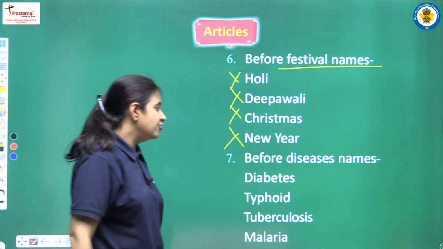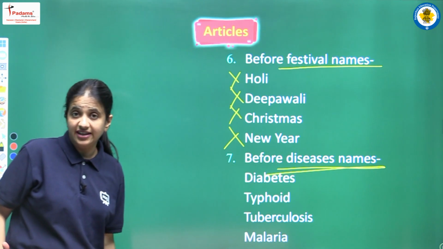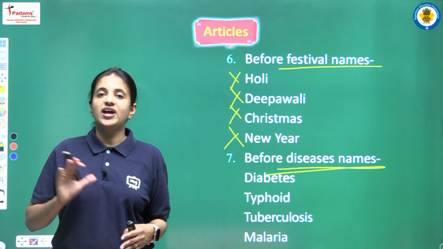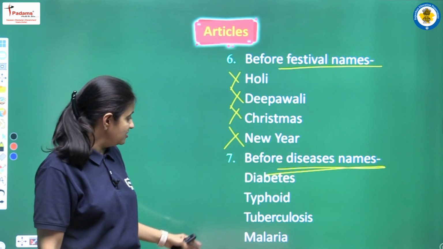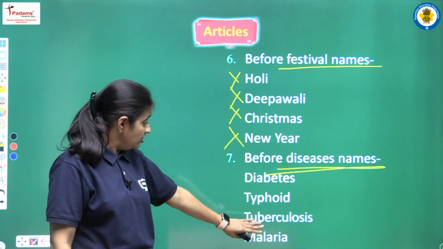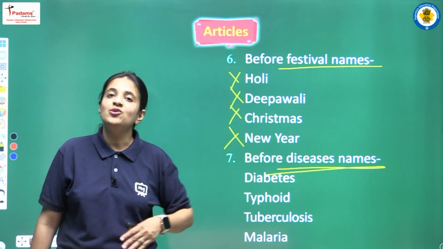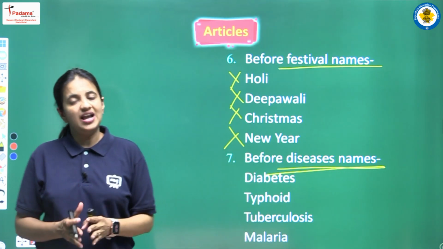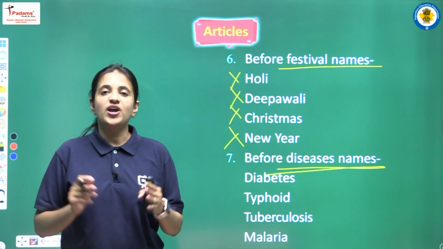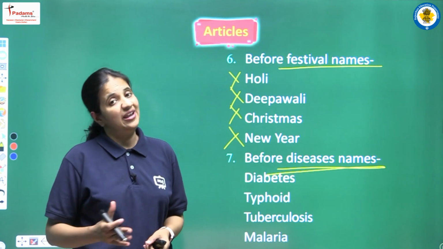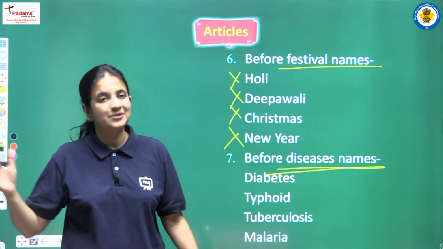Next point, before disease names. Suppose we have any disease in a sentence, then also we cannot write any article. Suppose we have diabetes, for examples typhoid, tuberculosis, malaria. So all these are the names of some disease. So if we have some disease names in a sentence, then also we cannot write any article before them, and we have to put a cross mark before all the disease names.